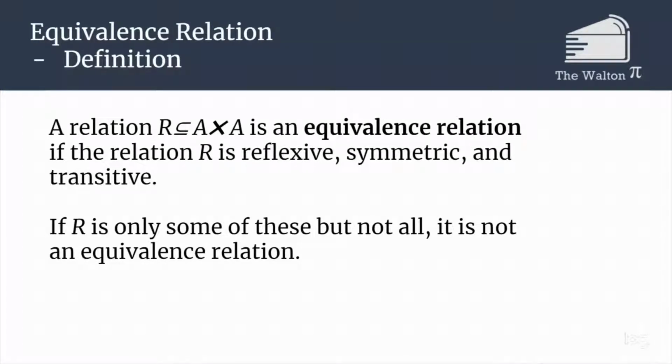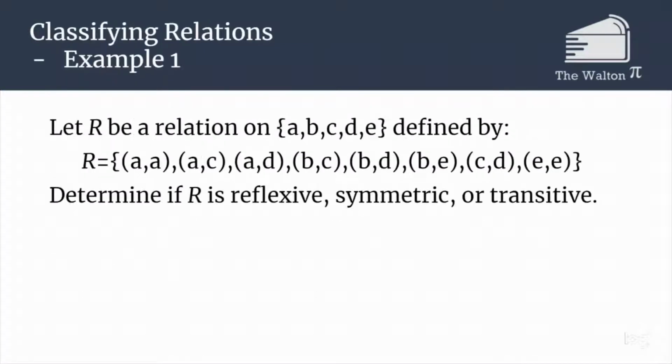If a relation is reflexive, symmetric, and transitive, then it is a very special relation which we call an equivalence relation. If R is only some of them, but not all of them, it is not an equivalence relation. An equivalence relation requires all three to hold. So let's start with a few examples and just practice trying to figure out if they are reflexive, symmetric, or transitive. So for this example, take a minute to try and see if you can figure out if it is reflexive, symmetric, or transitive.